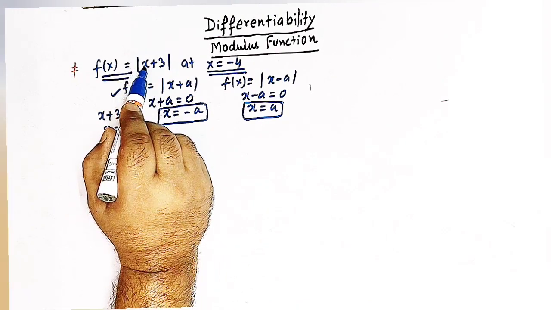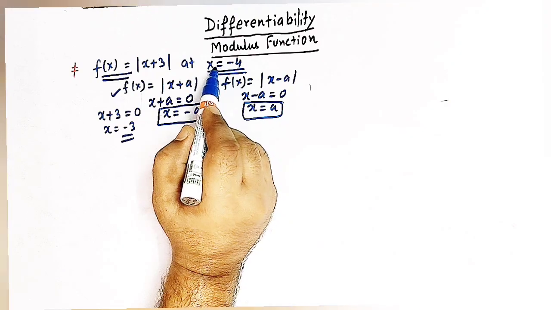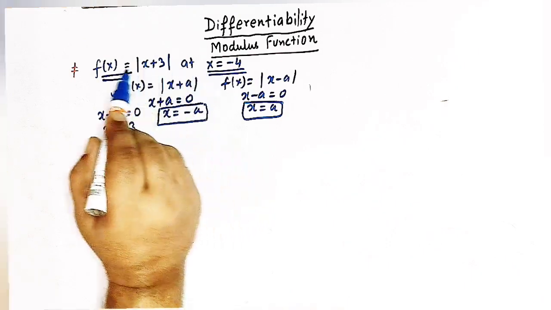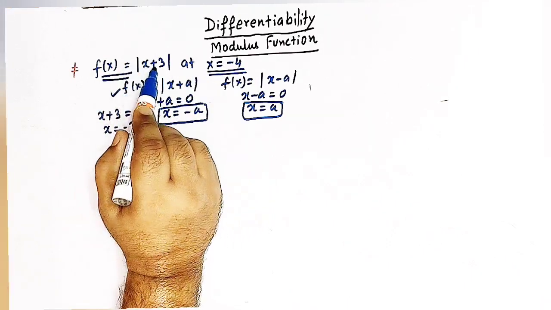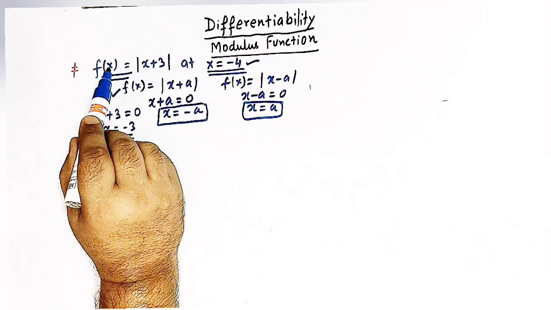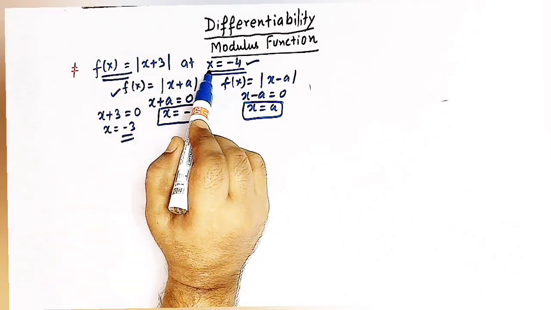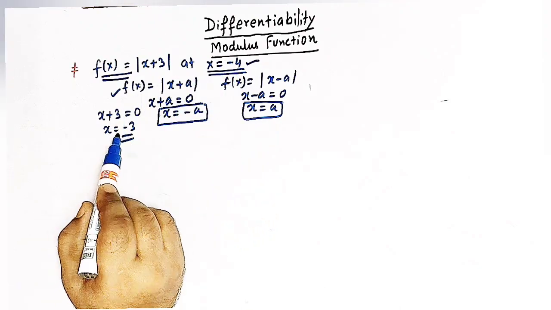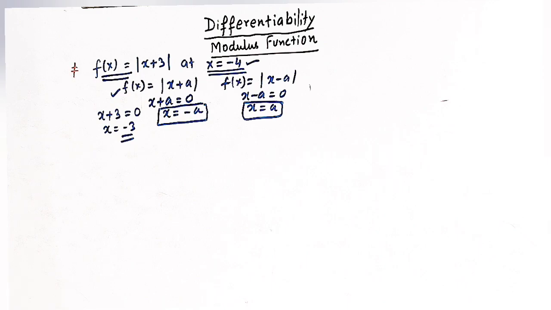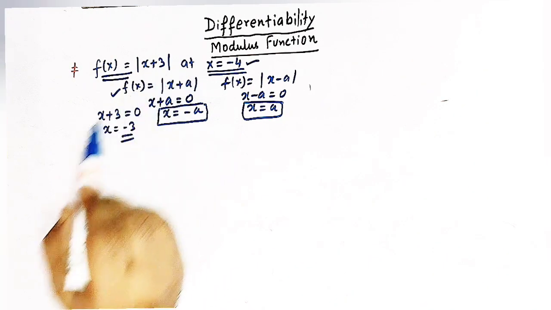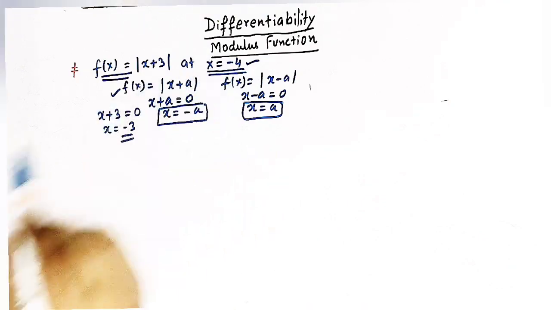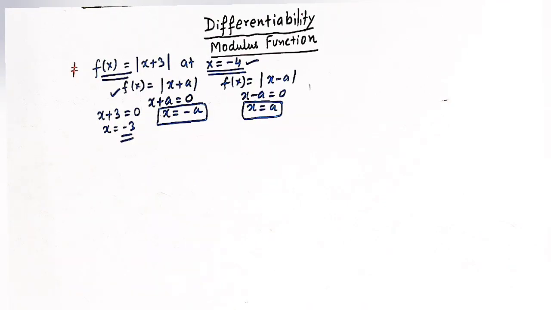So this function is going to be differentiable at x is equal to minus 4. But here we'll see how we can prove that this function f of x, that is mod of x plus 3, is a differentiable function at this point. The derivative of this function exists at x is equal to minus 4, but at x is equal to minus 3, this function is not differentiable. So with the help of the concept of left hand derivative and right hand derivative, we'll prove that this function is differentiable at x is equal to minus 4.